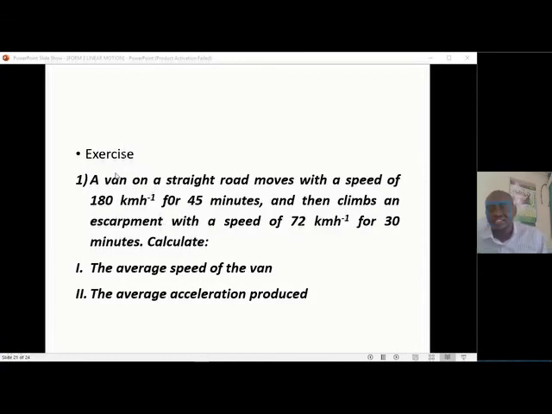So you have an exercise for you to look at before our next lesson. A van on a straight road moves with a speed of 180 for 45 seconds and then climbs an escarpment at 72 kilometers per hour for 30 minutes. Calculate the average speed of the van and the average acceleration produced.